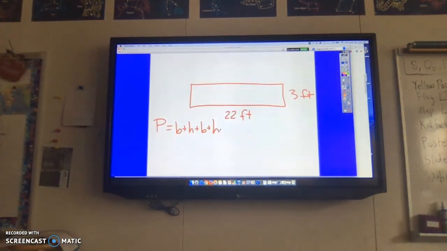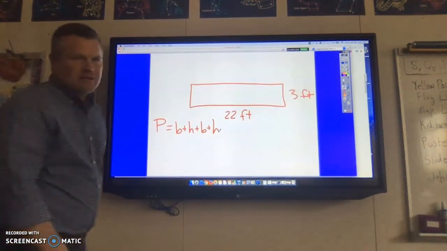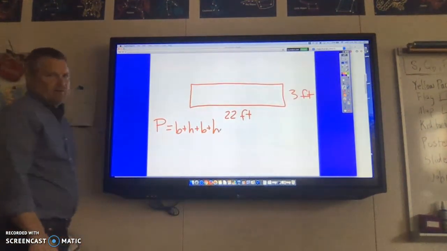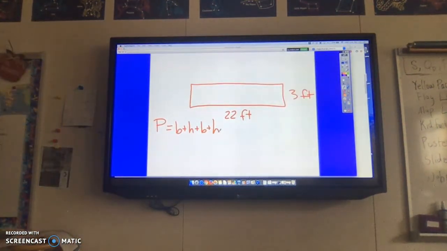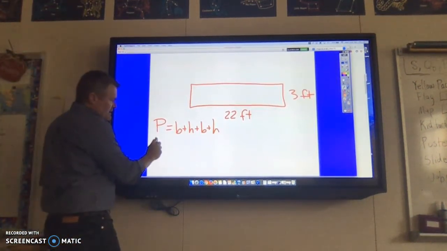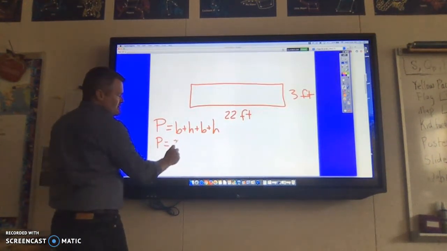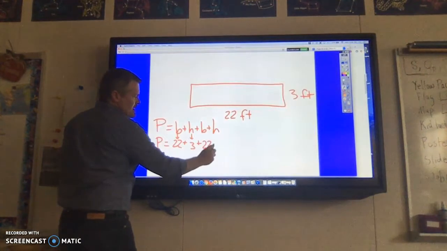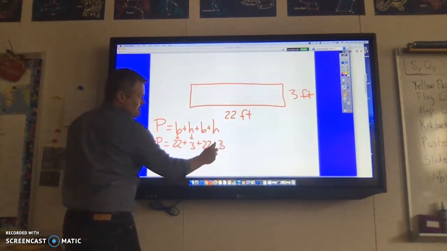All right, are you ready? Let's see if you can find it for me. I'm going to give you about 30 seconds here for you to find the correct perimeter, and don't forget to put units on the end of it. Okay, how's it going? Underneath, I should see you already going like this. Oh, 22 under this base. How much is the height? It's 3. How much is the base? It's 22. How much is the height? It's 3.